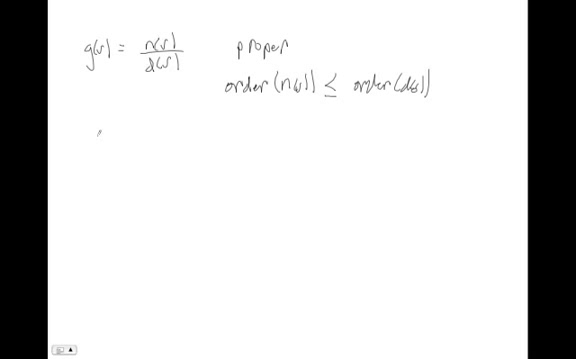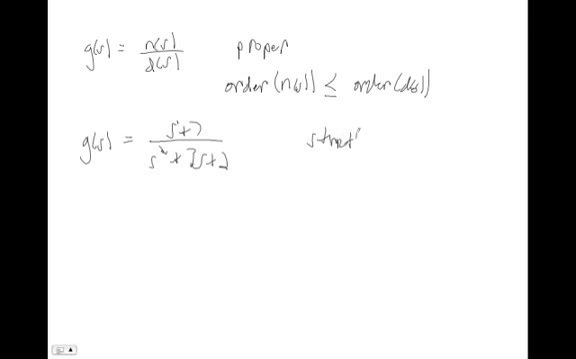If I have a transfer function G of S, that's some ratio of polynomials: a numerator polynomial N of S over some denominator polynomial D of S. What's the definition of a proper transfer function? It means the order of N of S is less than or equal to the order of D of S. For example, if D of S is S squared plus 3S plus 2, and N of S is S plus 7, then N is order 1 and D is order 2, so this is a proper transfer function. In fact, it's a strictly proper transfer function.